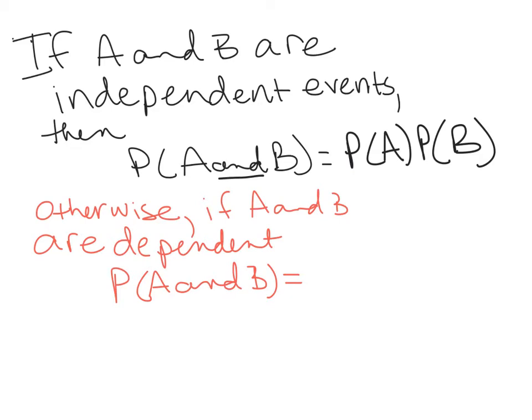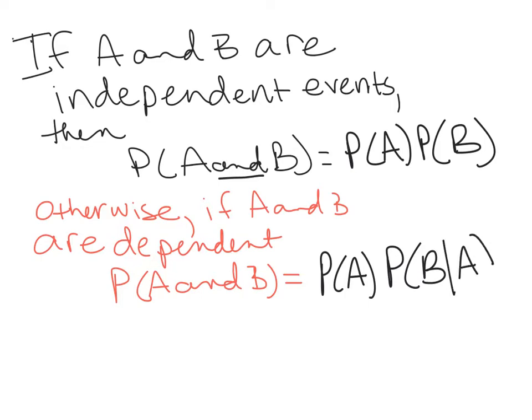Otherwise, if A and B are dependent, it's a similar formula. You're still multiplying those probabilities. It's just you're going to find the probability of B after A has occurred. So that means the probability of B given that A has occurred.